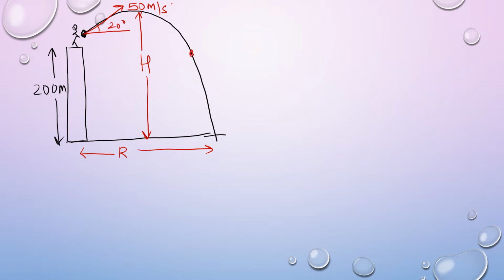Now, let's say after 2 seconds the object reaches this point B. At this point the velocity will be v. You have to find this velocity, which is your part c.